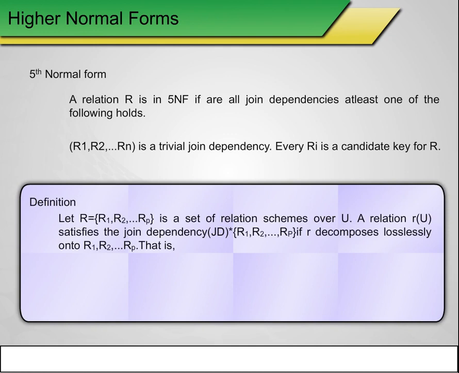Definition: let R = {R1, R2, and so on up to Rp} be a set of relation schemes over U. A relation R of U satisfies the join dependency JD into R1, R2 and so on up to Rp if R decomposes losslessly onto R1, R2 and so on up to Rp, that is, R is equal to pi R1 of R join pi R2 of R join and so on up to join pi Rp of R. We also write the join dependency R1, R2 and so on up to Rp as join dependency R.